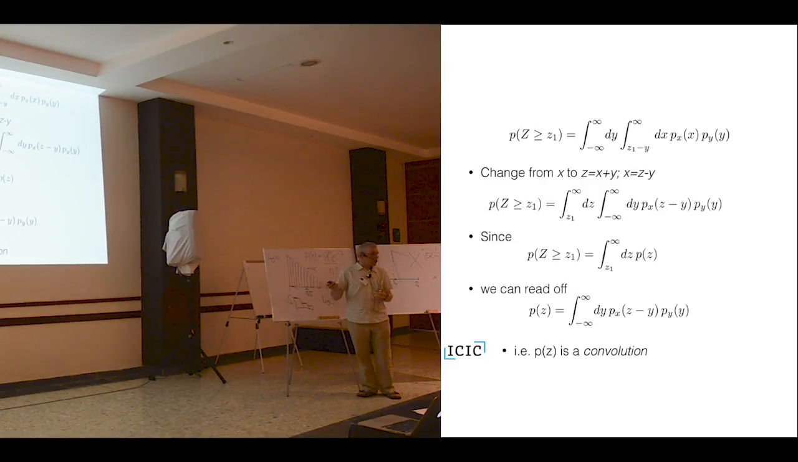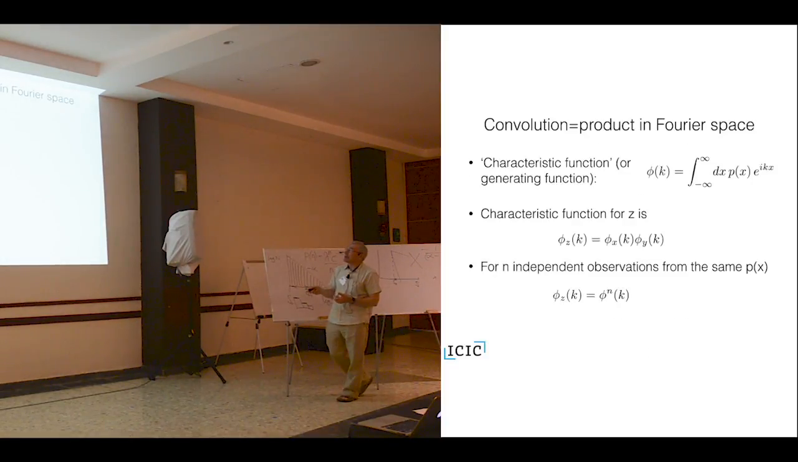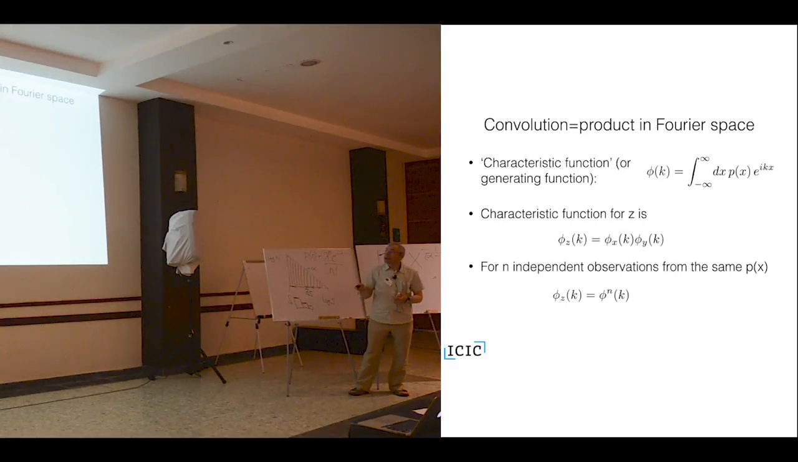So as you know, if you have convolutions, then if we were to take the Fourier transform of these distributions, we would multiply the Fourier transforms. So Leacher introduced the generating function, or sometimes called the characteristic function, which is just the Fourier transform, or the inverse Fourier transform, depending on your convention, of the probability distribution. So if we have a convolution for Z, then it's a product in the Fourier space. So the characteristic function for Z is just the product of the characteristic functions for X and Y.